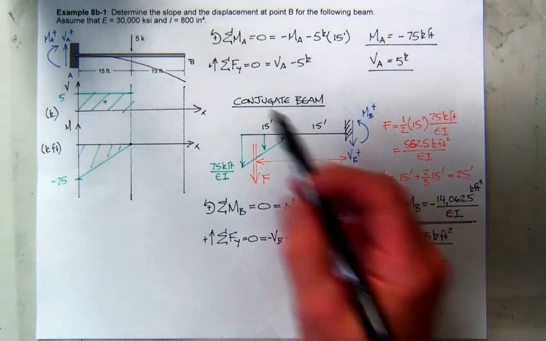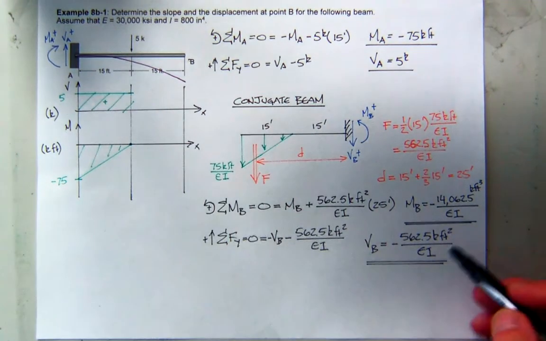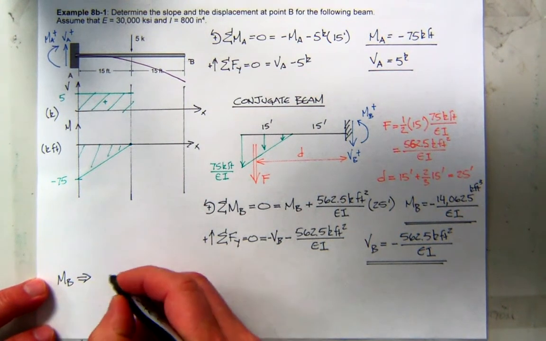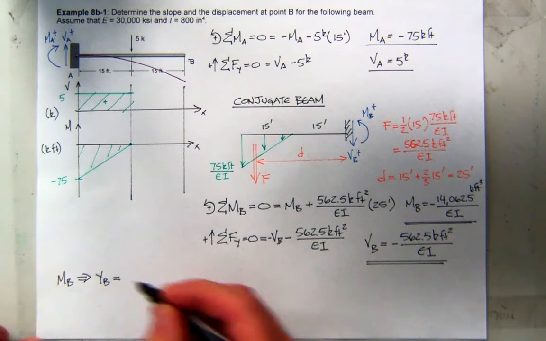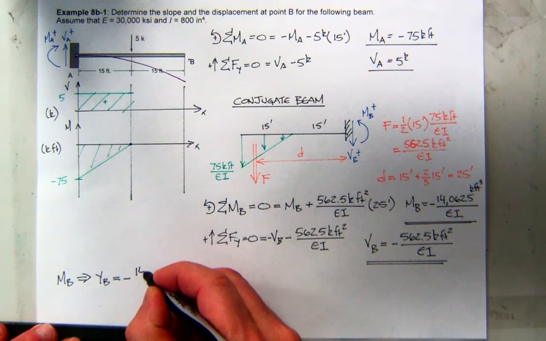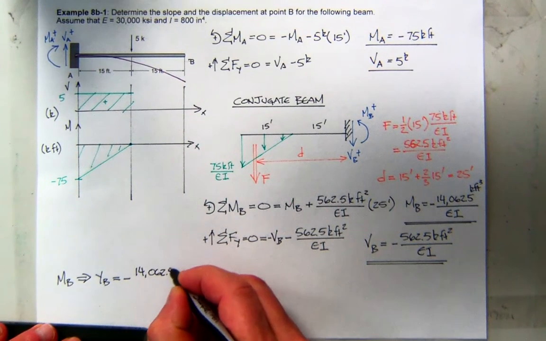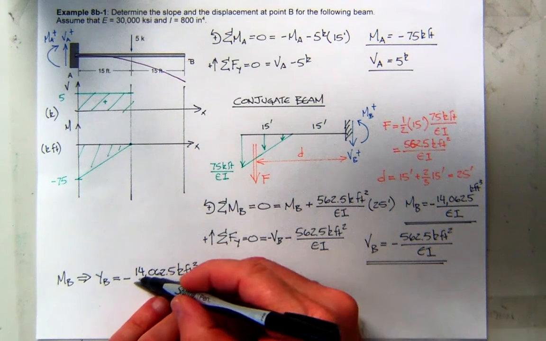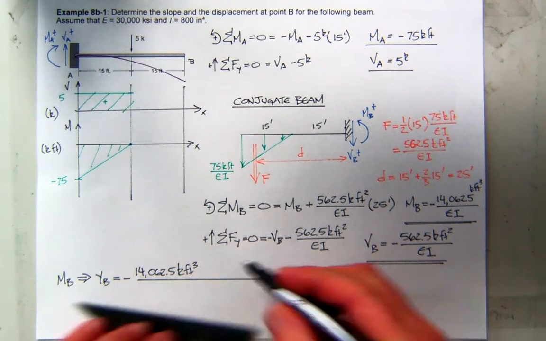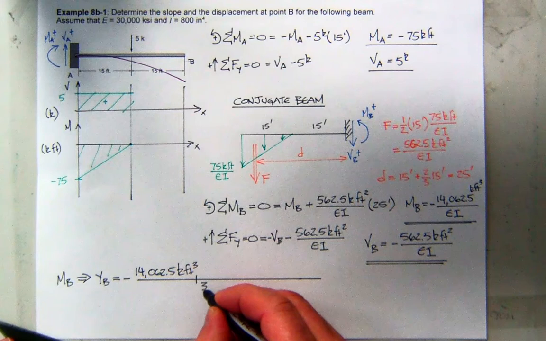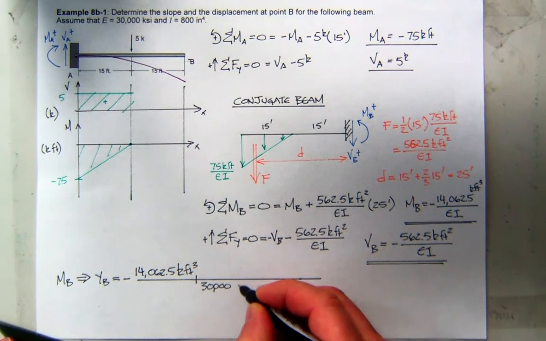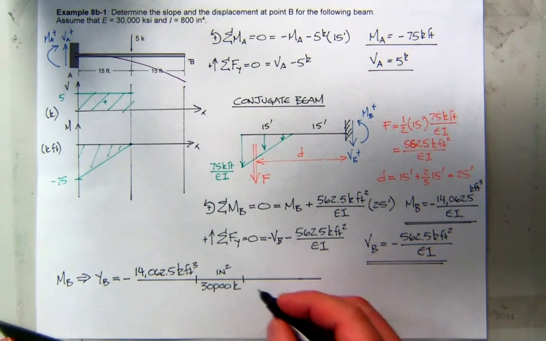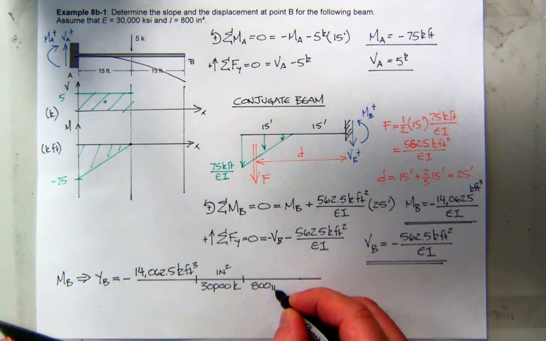So now that I've given you an E and an I value, we need to convert those. So remember that moment really maps to displacement. So that means my displacement is going to be minus 14,062.5 kip feet cubed. And now I'm going to divide by E and I. So I'll divide by E first. That's 30,000 kips per inch squared. Then I'll divide by I, which is 800 inches to the fourth.